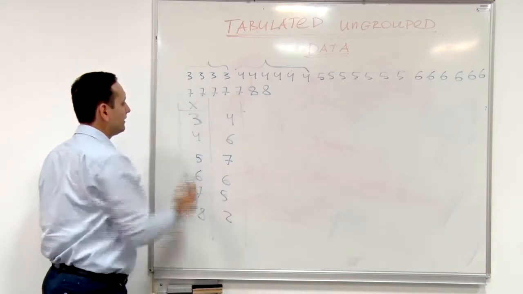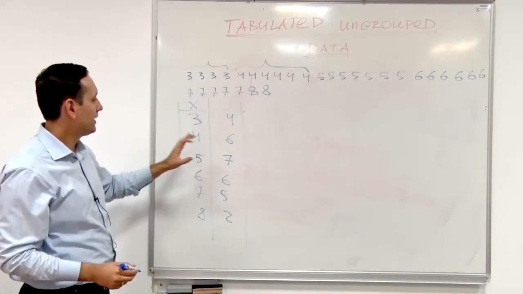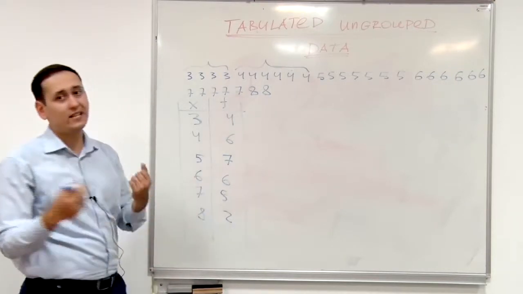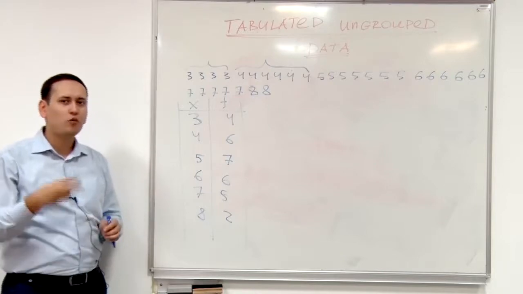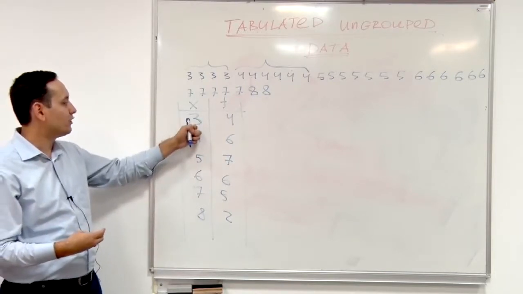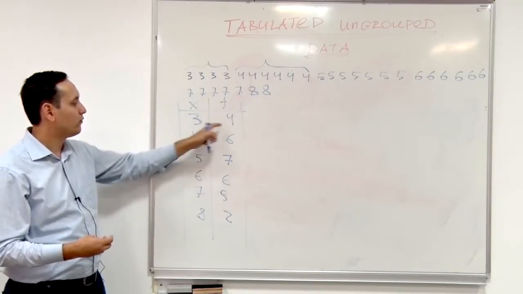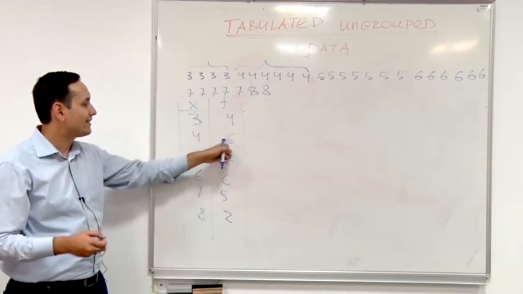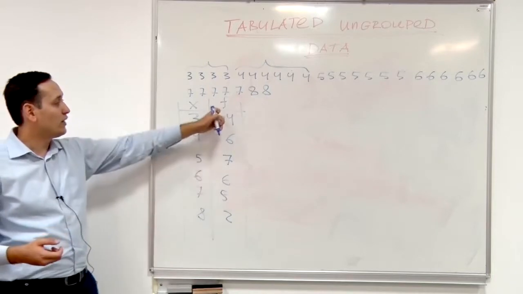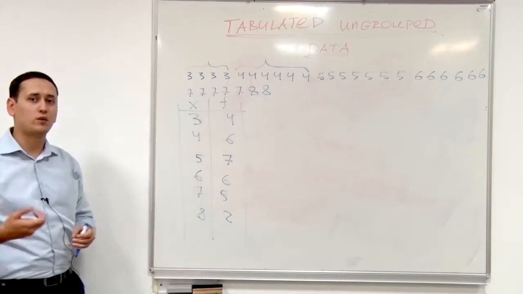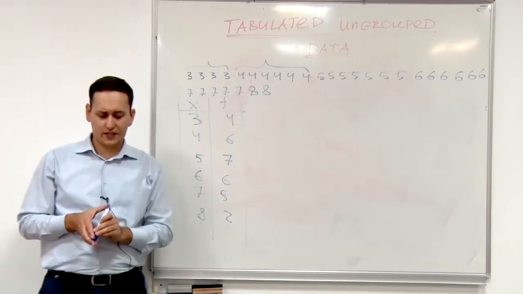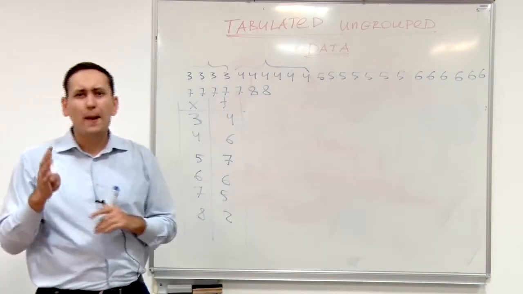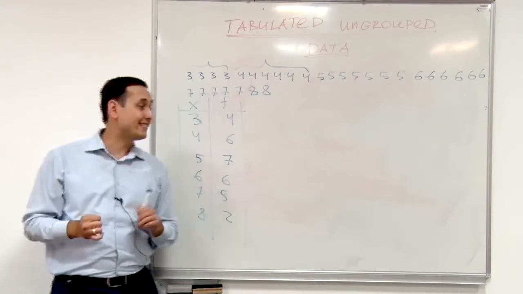We call this the X, the actual numbers, and we call this F, which stands for frequency. How many times do you see number 3? 4 times. How many times do you have number 4? 6 times. So basically, we show this number by frequency and denoted by the letter F. Now, at this stage, our task is to calculate mean, median, mode for this data set.